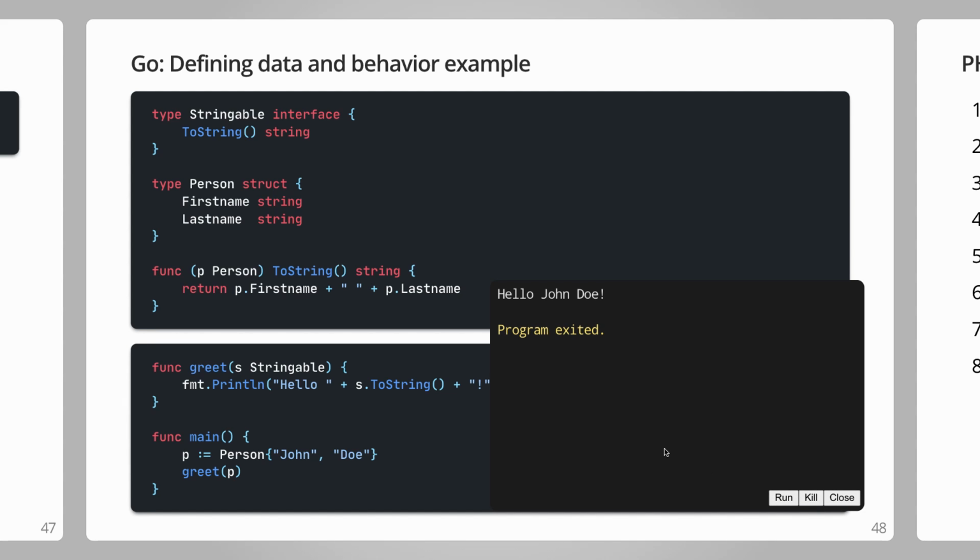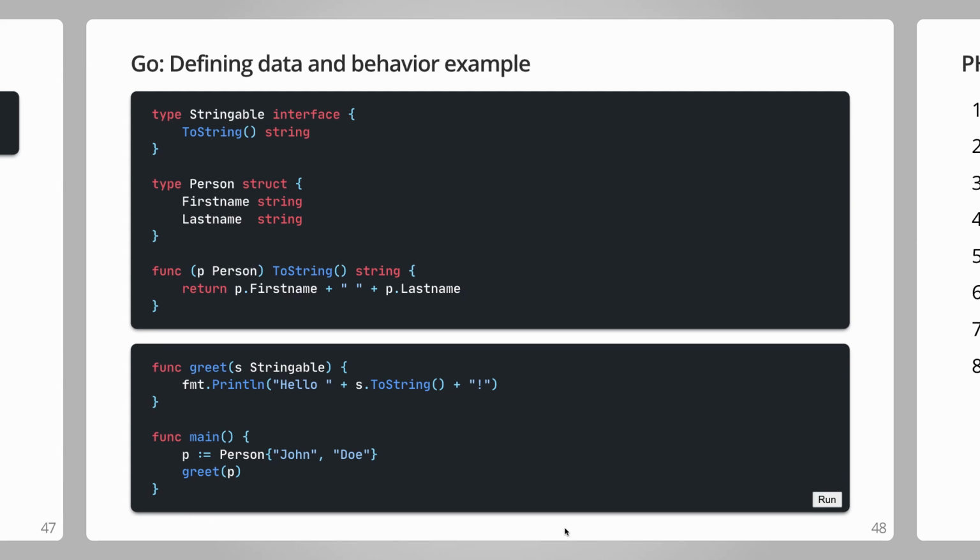So we can run this. Yep, works as expected. And as you can see, nowhere in this code do we have to say person implements stringable or something like that. But we will take a look at that later, how this can be useful. So essentially this all happens automatically.